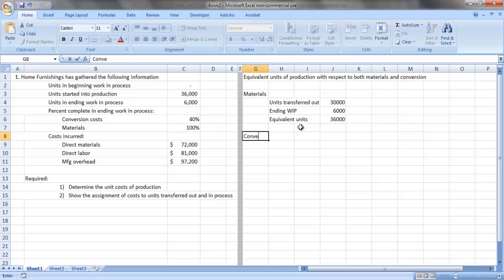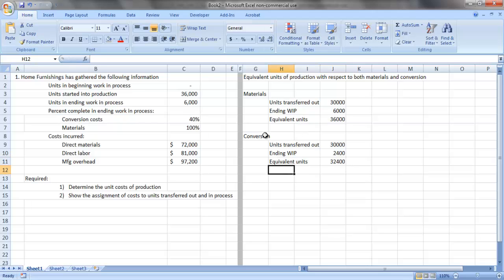We'll do the same thing for conversion. Again, we start with units transferred out. We know that to be 30,000 for this period. We'll add the ending work in process, 6,000 physical units, only this time we factor by the completion rate with respect to conversion, 40%. So 2,400. When we sum those two figures, we see that equivalent units with respect to conversion were 32,400.